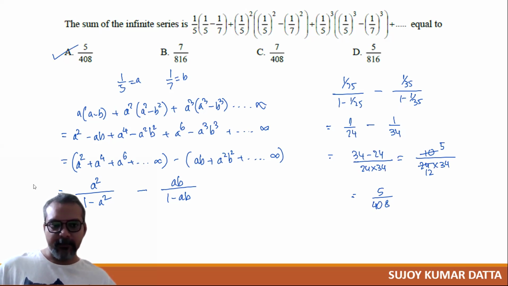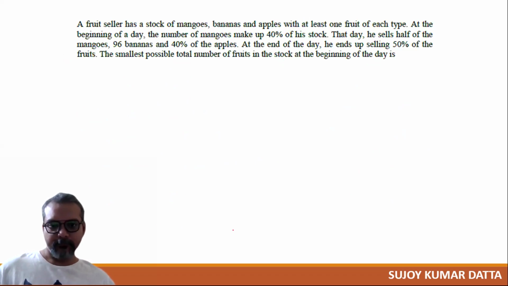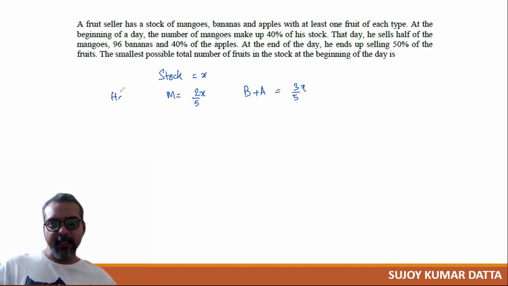Okay, let's get to the next one. So this fruit seller has a stock of mangoes, bananas, and apples, and at least one of each. At the beginning of the day, the number of mangoes make up 40% of his stock. So let's call the stock X. So mangoes come out to be 40%, so that is 2/5 of X. Now bananas and apples therefore would make up 3/5 of X. So this is what he has in the beginning.